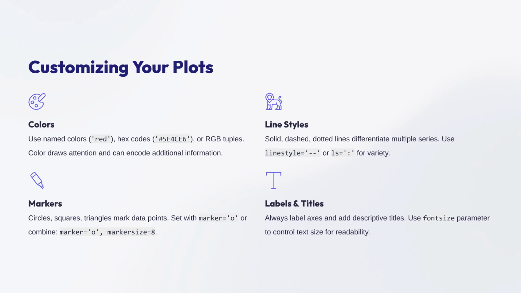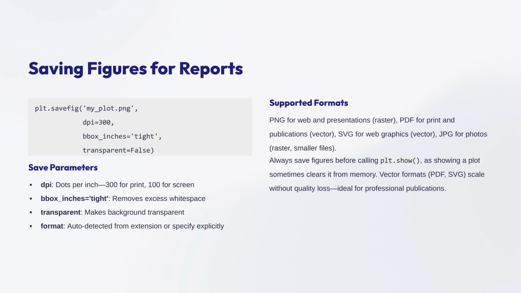You can customize your plots using colors, line styles, and markers. Always label your axes and add descriptive titles. Customization allows you to encode information and improve readability. To save your figures for reports, use plt.savefig, specifying parameters like dpi and bbox_inches equals tight. Always save before calling plt.show. Vector formats like PDF or SVG are ideal for professional publication.